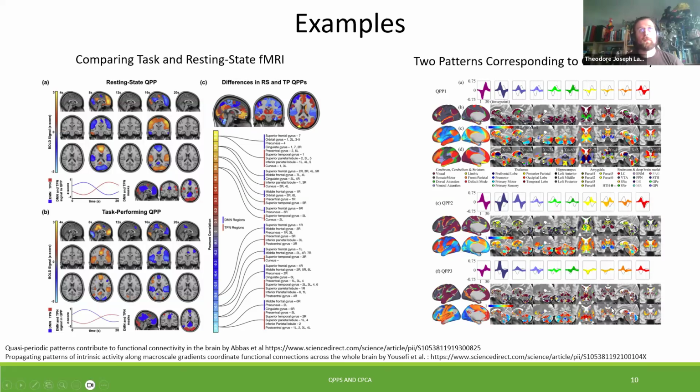Further, because this is an iterative method where we are extracting the QPP patterns from the original signal itself, it begs the question, is it actually picking up the global signal or any kind of respiratory signal, or what are these actual signals that we're picking up from the brain actually doing?